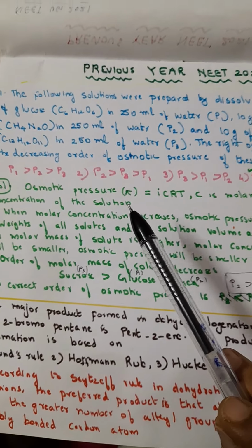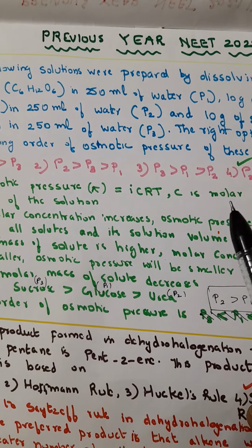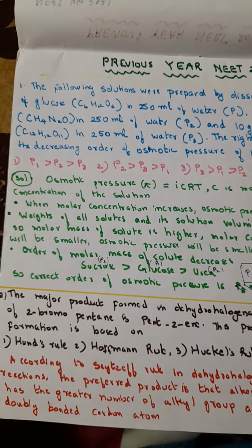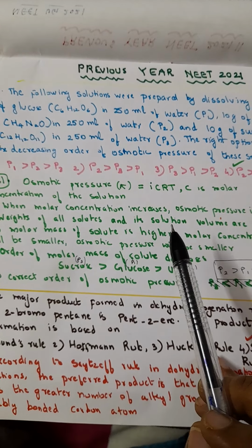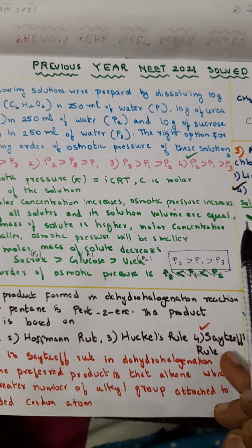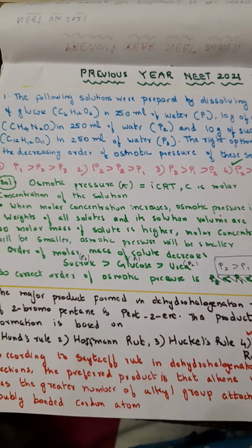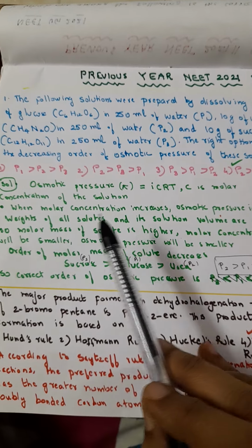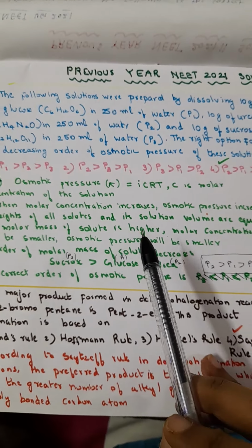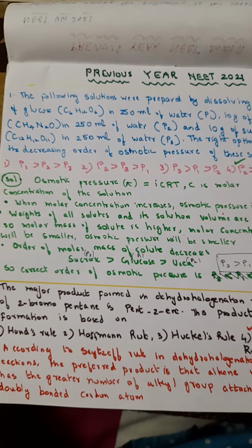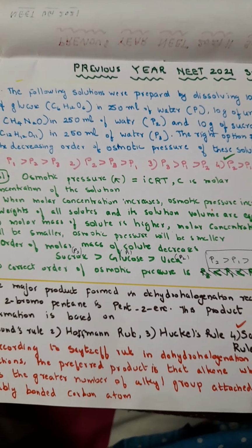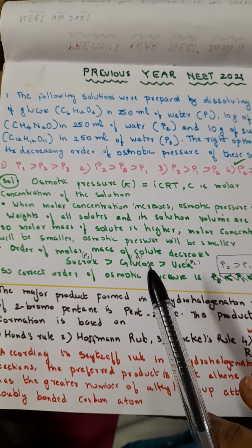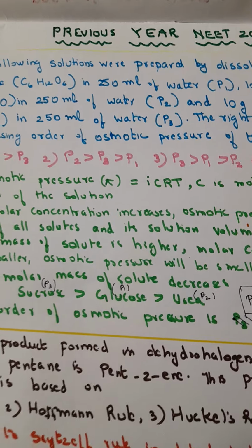As you all know, the osmotic pressure pi is equal to iCRT, where C is the molar concentration of the solution. So when molar concentration increases, osmotic pressure also increases, because these two are directly proportional to each other. In the question, the weights of all solutes and the solution volumes are equal. So if the molar mass of the solute is higher, then the molar concentration will be smaller and the osmotic pressure also will be smaller.